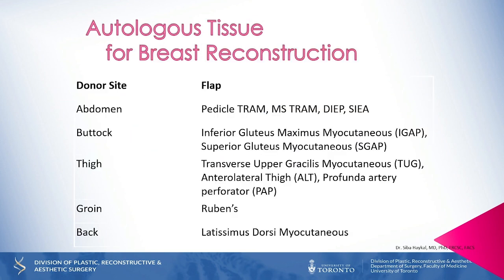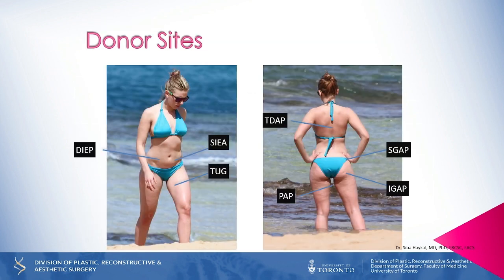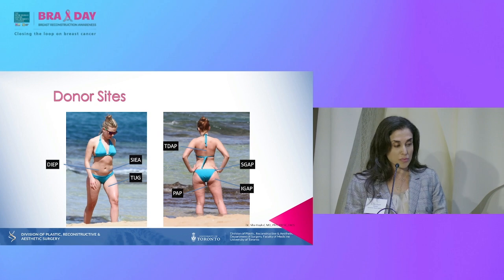So where can we take this tissue from? There are several areas that we can take it from. Most commonly is the abdomen or the tummy. And these are described as either a pedicle TRAM, a muscle-sparing TRAM, a DIEP flap, or an SIEA flap. There are other areas that we can also take it from, such as the buttock, the thigh, the groin, and the back. So if we look at this picture, the DIEP flap comes from the abdomen or the belly.